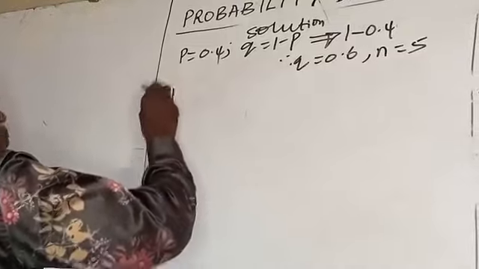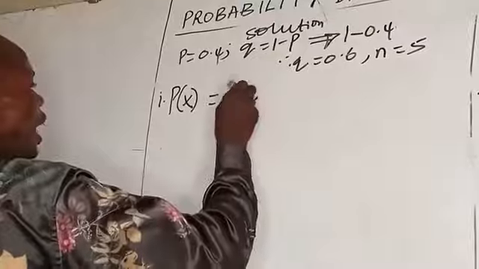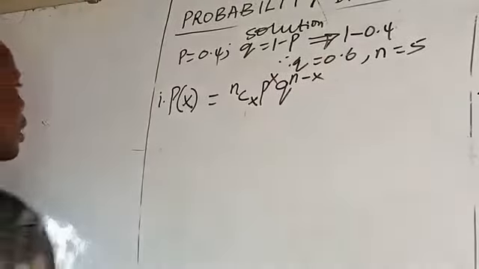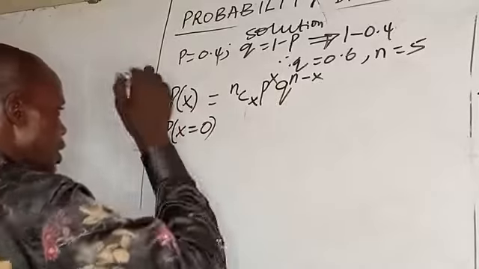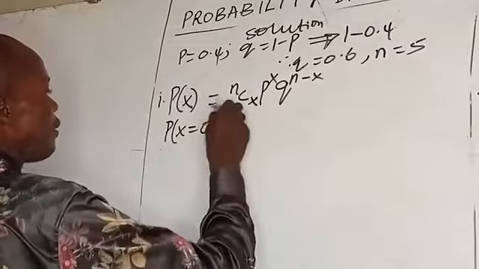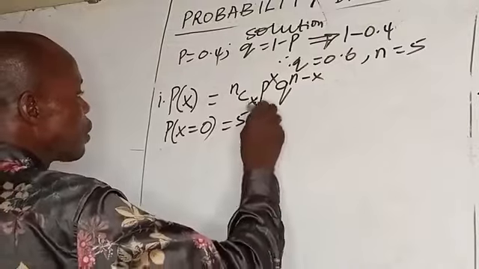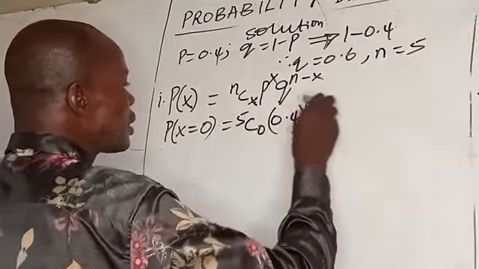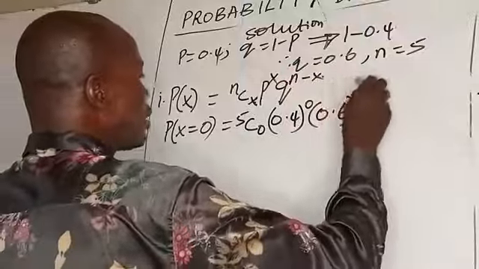If none graduate, probability that none will graduate, probability of x is n combination x into p raised to power x, q raised to power n minus x. If none will graduate, that means x is 0. n is 5, so 5 combination x, which is 0, and p is 0.4 raised to power x, our x is 0, and q is 0.6 raised to power n minus x. n is 5 minus 0.